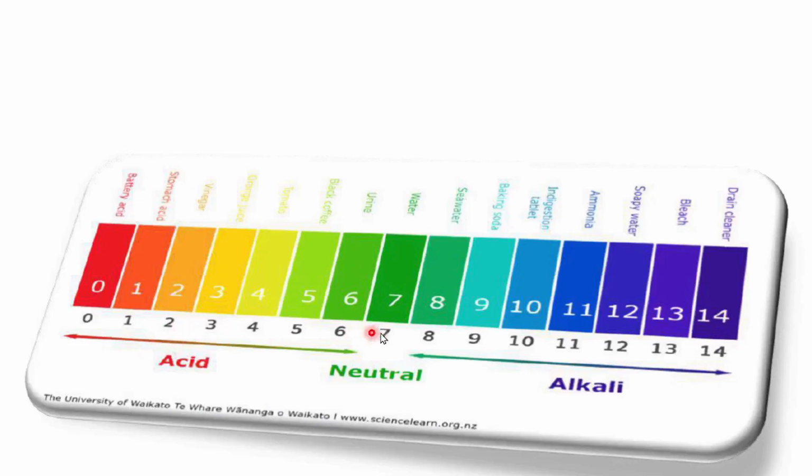And the values which are below 7 indicate acidity, or that that substance is acidic in nature, whereas the value 7 indicates neutrality, or that the solution is neutral. Whereas above 7, we consider such a substance to be alkali or alkaline.